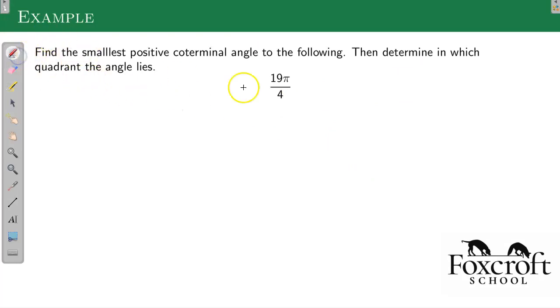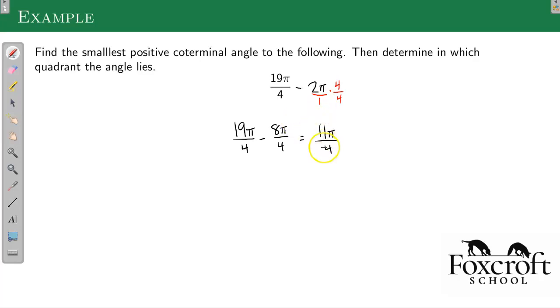Another example, 19 pi over 4. 19 divided by 4 is 4.75, so it's definitely bigger than 2 pi. So I'm going to have to subtract 2 pi. I'm going to do the same steps. Alright, make it a fraction. I want a 4 on the bottom, so I'm going to multiply by 4 on the top and bottom. 19 pi over 4 minus 8 pi over 4. And that gives me 19 minus 8 is 11.